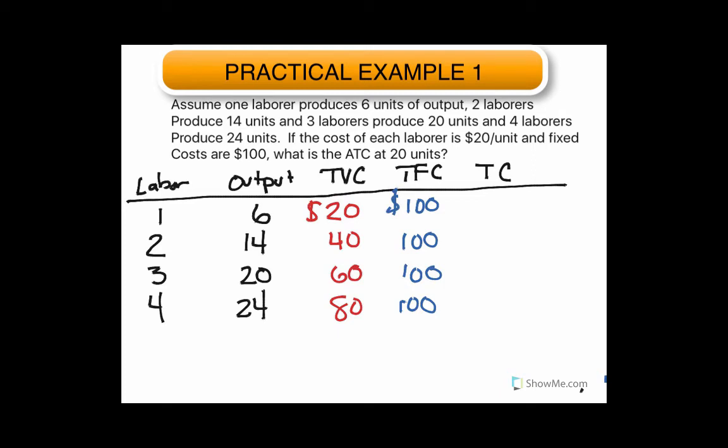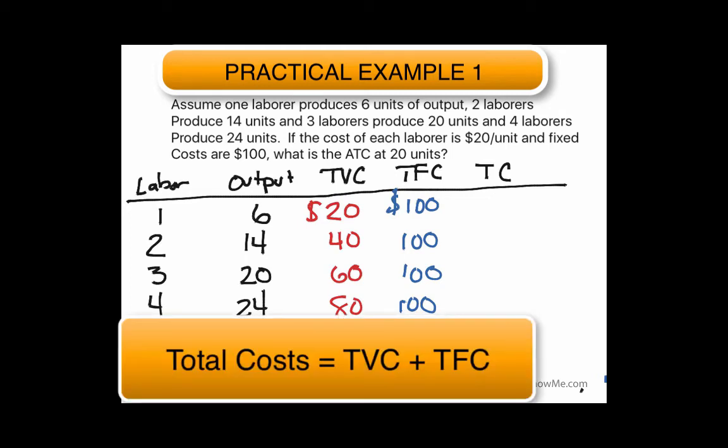So then total costs, just put a little $ sign there so we keep it straight. So for total cost, you add the total variable cost and total fixed costs for every output level, basically. It's not every specific unit of output, but it's every level of output. So at output of 6, our total costs are 120. At 14, 140. At 20, 160. And at 24, 180.